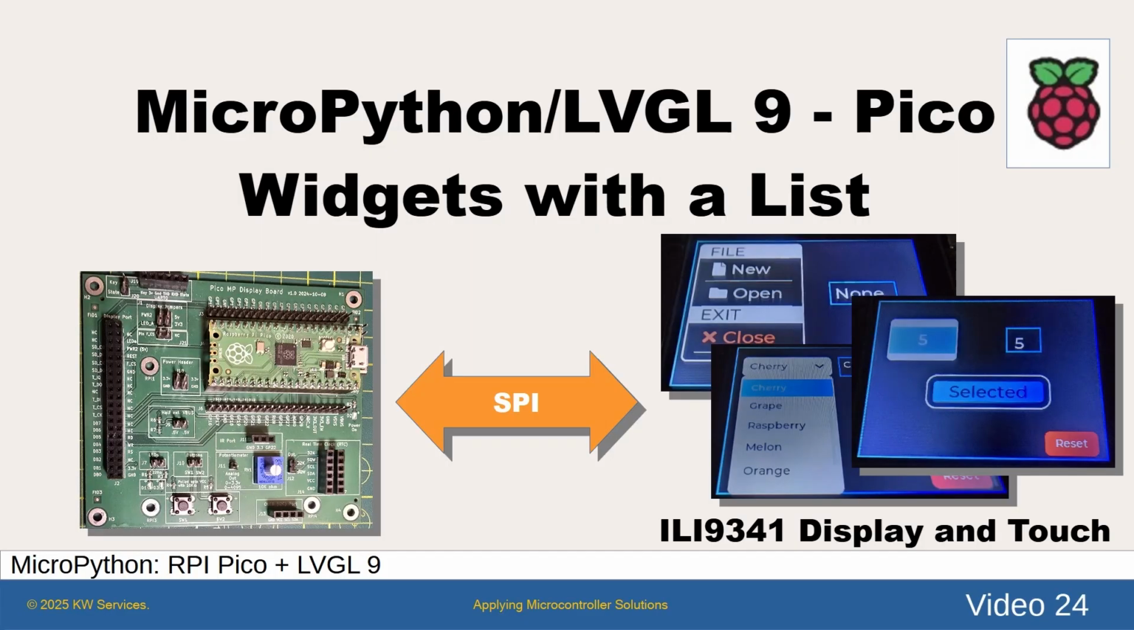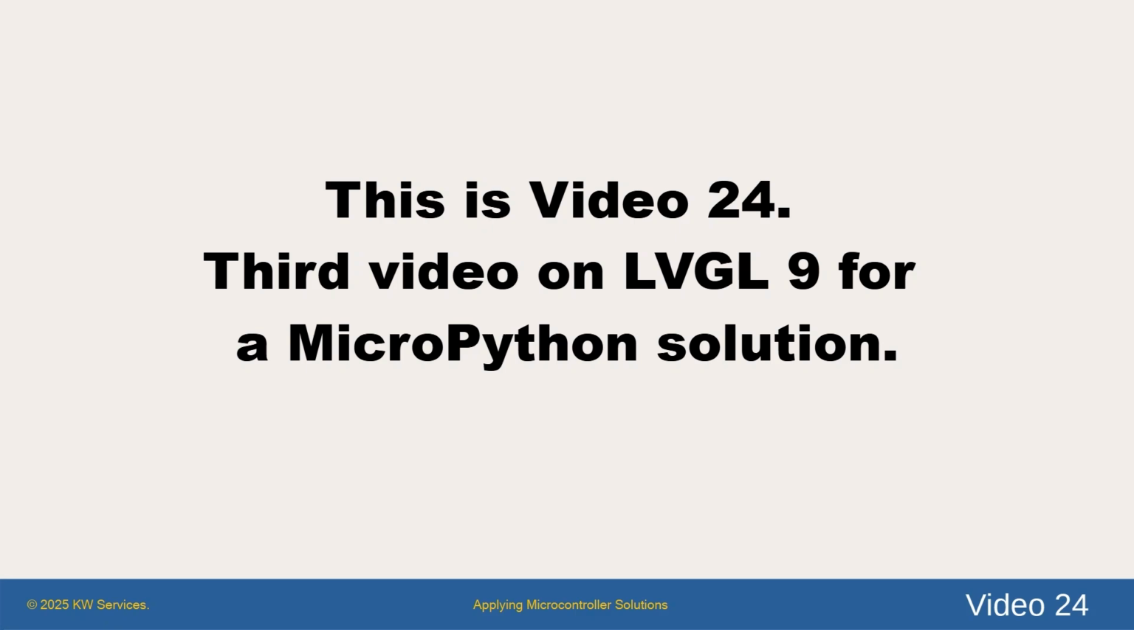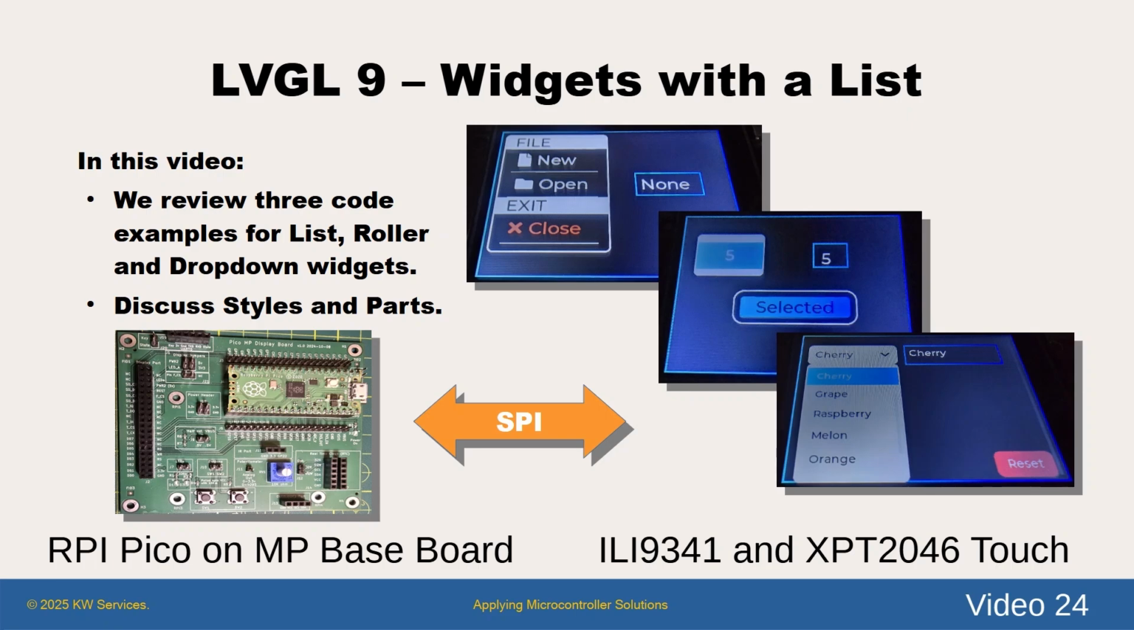This is video 24 on MicroPython and the third example on LVGL 9 on a Raspberry Pi Pico. In this video, we review 3 widgets in LVGL 9. Each has a list selection in common.